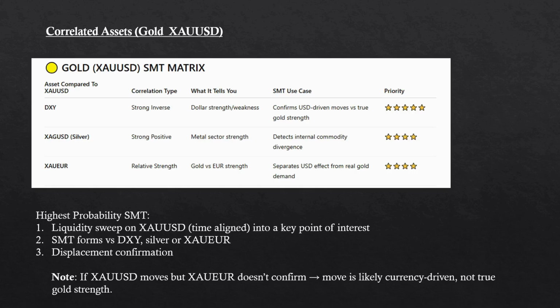The highest probability SMT, which is what we want to see, is a liquidity sweep on XAUUSD, which is also time aligned into a key point of interest. An SMT then forms versus DXY, silver or XAU euro, and then you get displacement, which confirms the SMT is valid and develops into an SMR. Noting, if XAUUSD moves but XAU euro doesn't confirm, the move is likely currency driven, not true gold strength.